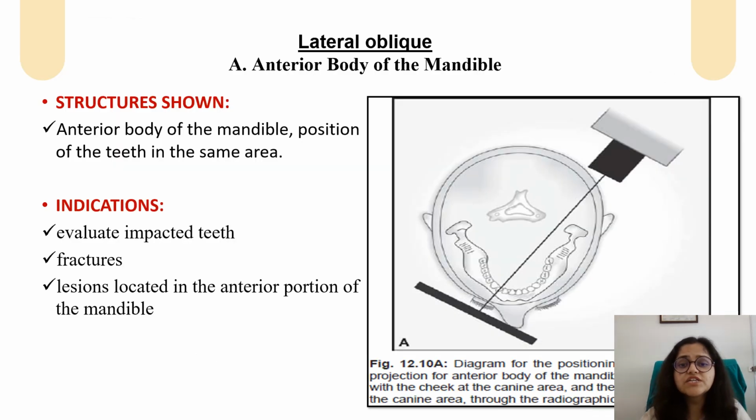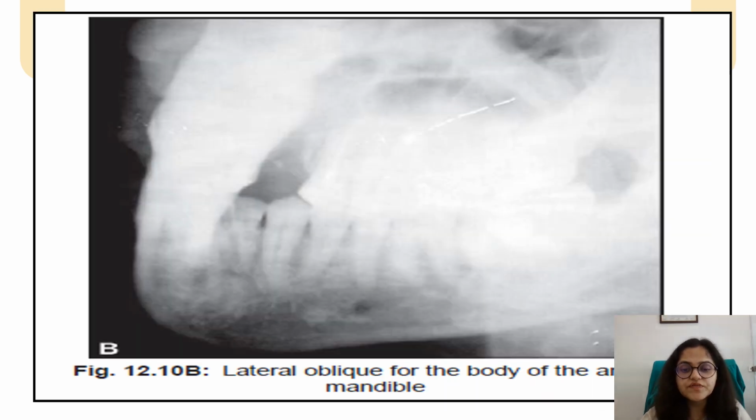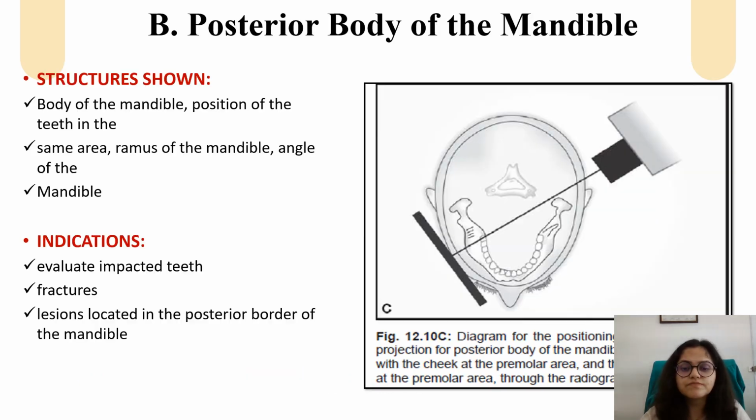Then comes the lateral oblique. First is the anterior border of the mandible, in which the structures shown are the anterior border of the mandible and the position of the teeth in the same area. Indication: evaluation of any impacted teeth, any fracture, or lesion associated with the anterior portion of the mandible. This is the radiograph of the lateral oblique for the body of the anterior mandible.